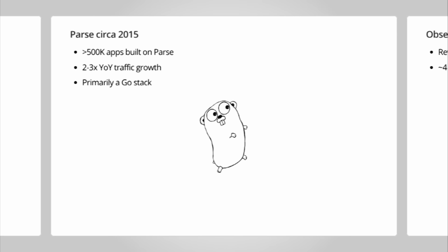So how does Parse look right now? We have around 500,000 apps built on Parse. We see a 2 to 3x year-on-year traffic growth. We are primarily a Go stack. All our new feature development takes place in Go.